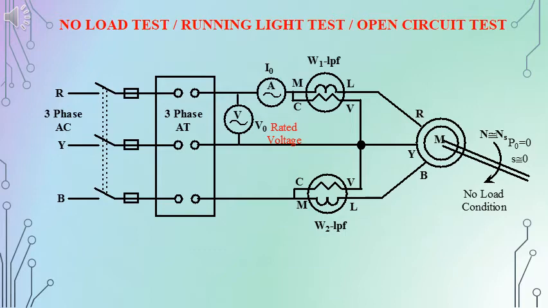When the slip is equal to 0 or when it is very small, the frequency of the rotor circuit current will be very small, and by this we can understand the iron loss on the rotor side will be negligible, and the rotor resistance will be very high, that will be equivalent to the open circuit condition.